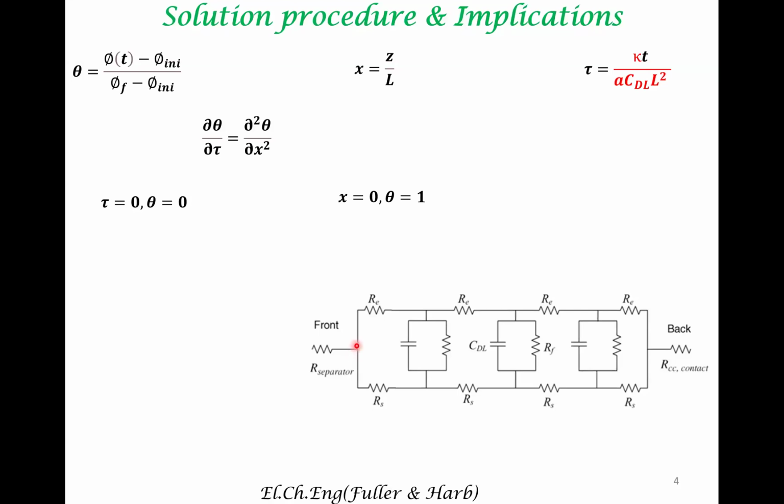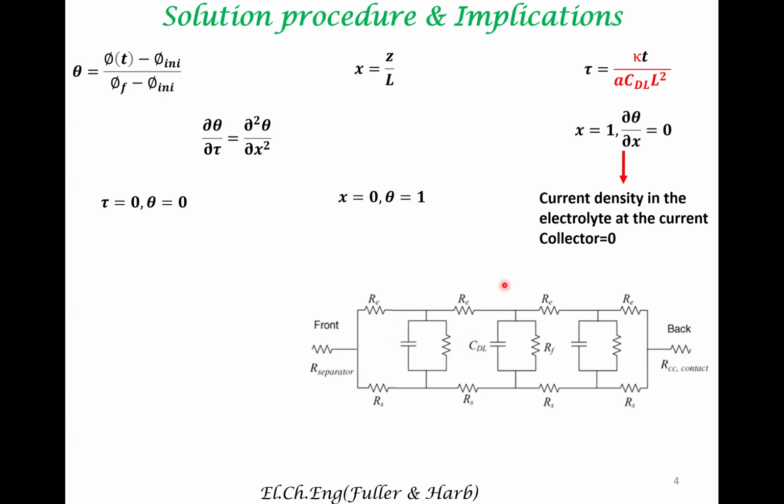But as opposed to this particular region, all the rest of the porous electrode face a finite resistance. So it takes some time to change the potential from phi initial to phi f. So we need a second boundary condition, which is given at x equal to 1. X equal to 1 refers to this interface between the porous electrode and the current collector.